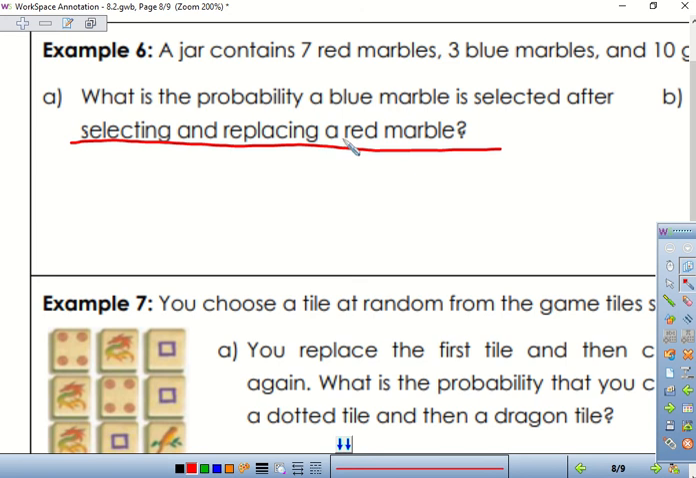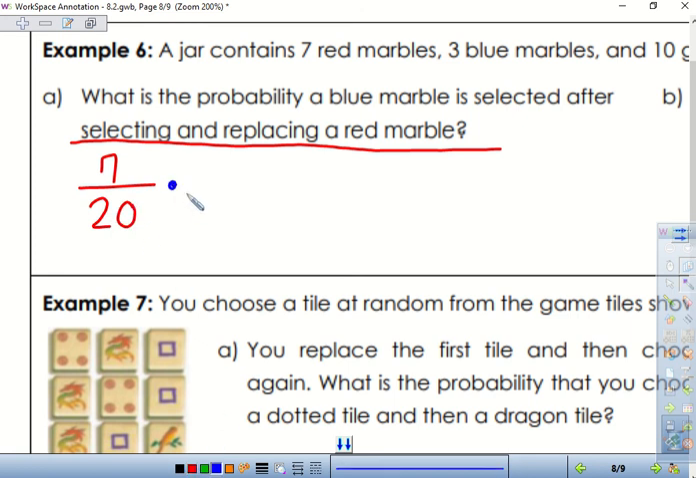So it says after, so you're doing this first. So if you select and replace a red marble, what's the chances of getting that red marble? It's still the same. Yes, it is, but what is it literally? 7 out of 20. Good. So you have a 7 out of 20 chance of selecting a red marble.